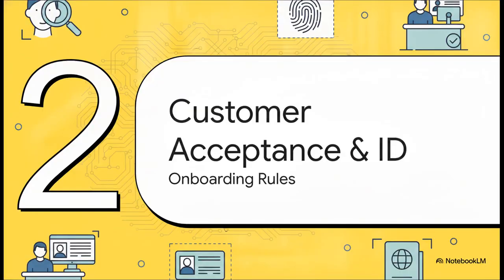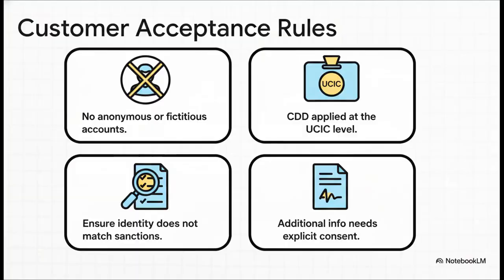Moving on to Section 2, Customer Acceptance and ID, covering onboarding rules. Citing Chapter 3, Paragraph 10, our Customer Acceptance Policy, or CAP, lays down the absolute ground rules. First and foremost, no anonymous or fictitious Benami accounts, ever. We also have to ensure a customer's identity doesn't match any sanctioned lists before we even think about onboarding them.